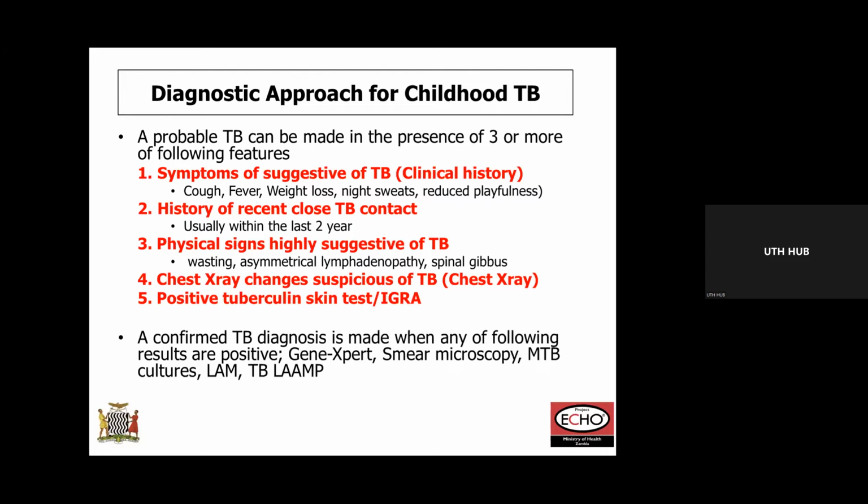And then another question that commonly comes up on urine LAM is whether urine LAM confirms TB or not. So urine LAM is a confirmatory test. If you find a positive urine LAM, it tells you that the patient is excreting components or structures that are being produced by the cell wall of the bacilli. And therefore it's confirmatory that this patient has TB. And then we also have TB LAM.